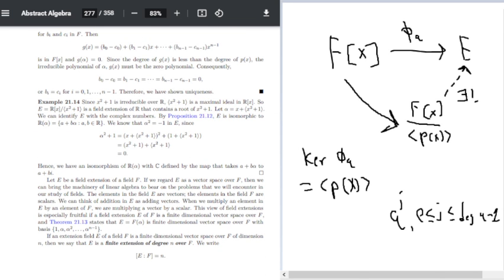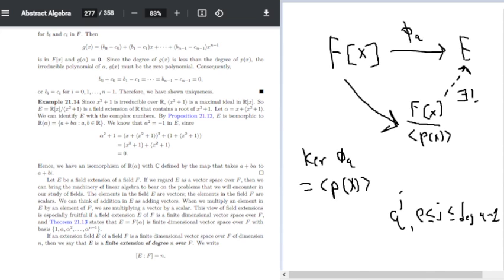Example 21.14. Since x squared plus 1 is irreducible over R, x squared plus 1 is a maximal ideal in R of x. So E is equal to R of x over x squared plus 1 is a field extension of R that contains a root of x squared plus 1. Let alpha be equal to x plus x squared plus 1.